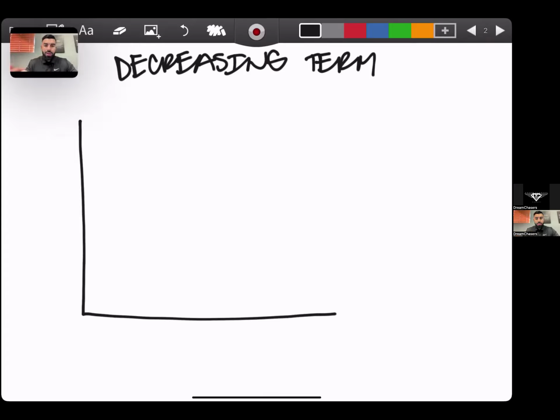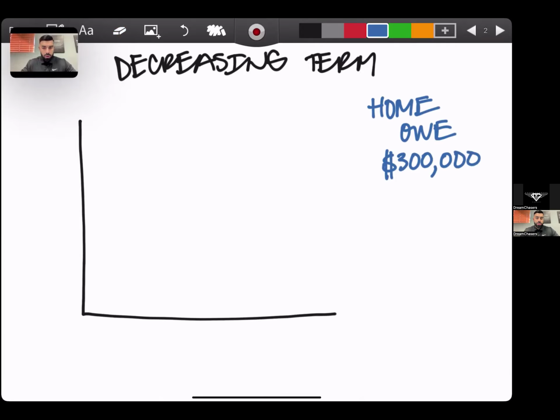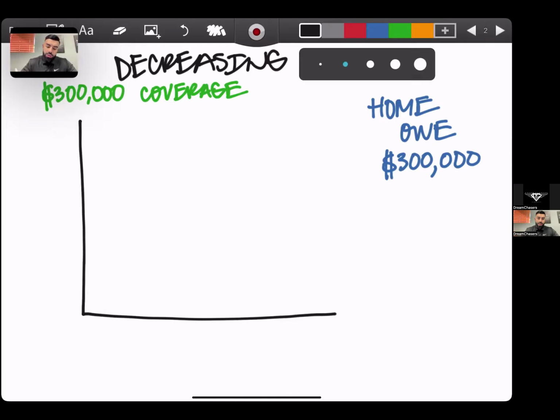So let me explain it this way. It might make a little more sense. So let's say I just purchased a home, and on that home I owe $300,000, my mortgage. I would purchase a decreasing term policy for $300,000 of coverage. Why? Because if at any point in time I die, that policy is going to pay off what I owe on the home.